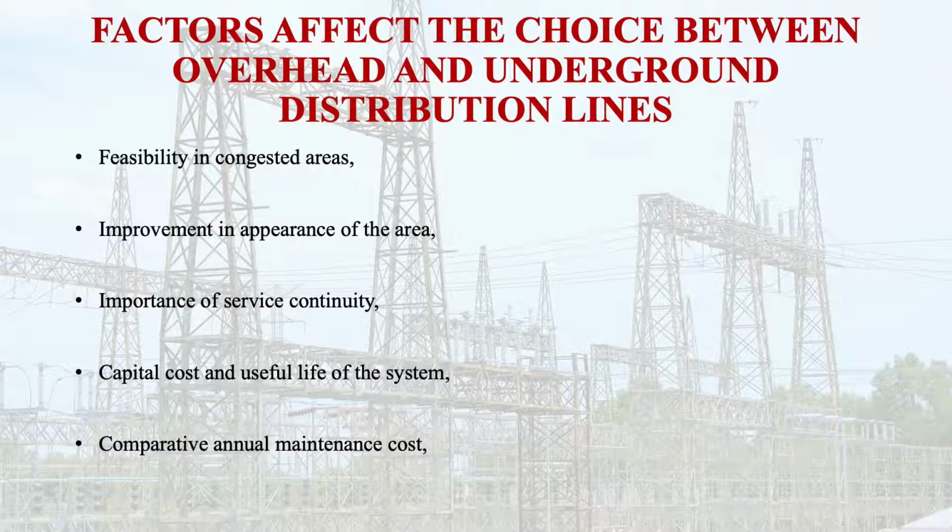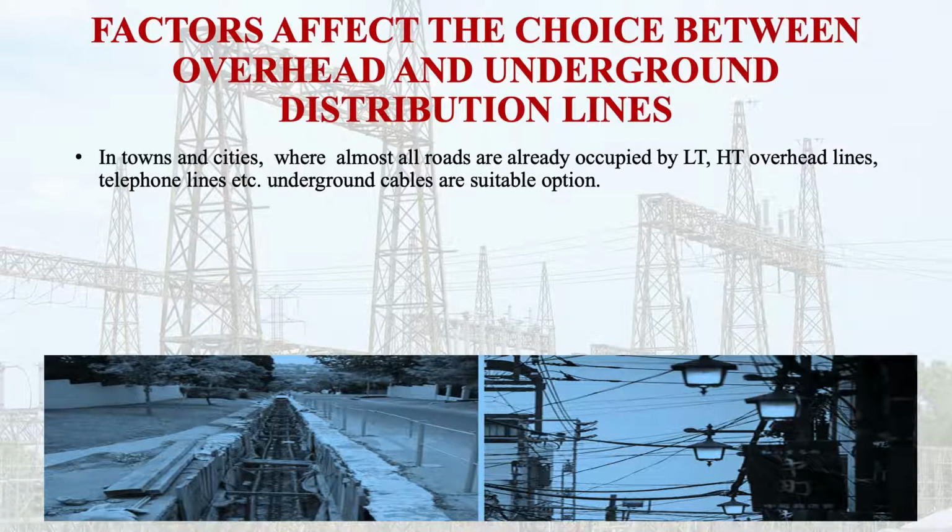So let us see these factors one by one. Suppose the choice depends on the feasibility in the congested area. If we are saying congested area, that means in towns and cities where almost all the roads are already occupied by low tension or high tension overhead lines, as you see the telephone lines, street lights, advertising boards on either side of the roads, underground cables are a suitable option in that case. And further, the high rise buildings make it difficult to go for the overhead system for sub transmission or distribution.